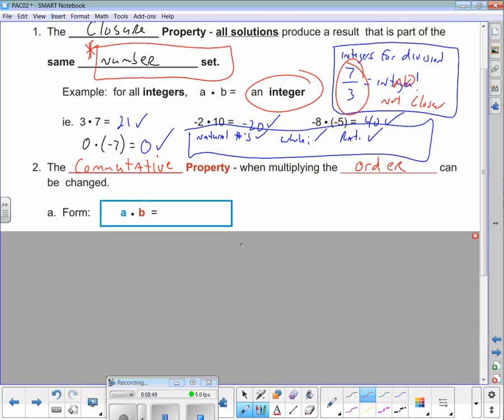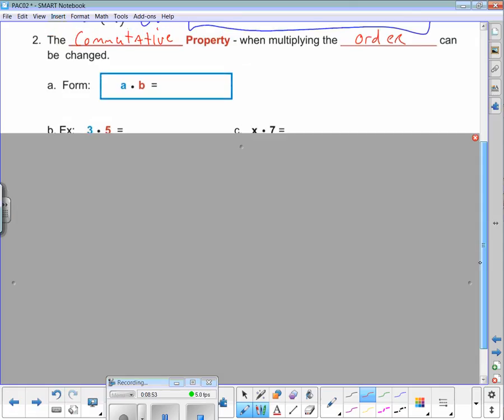You've got to associate the word order with the word commutative. This time we're multiplying instead of adding. So you can see the variable example here. We have an A times a B. The A is first, the B is second. Take your red, put the B first. Take your blue and put the A second. We change the order.